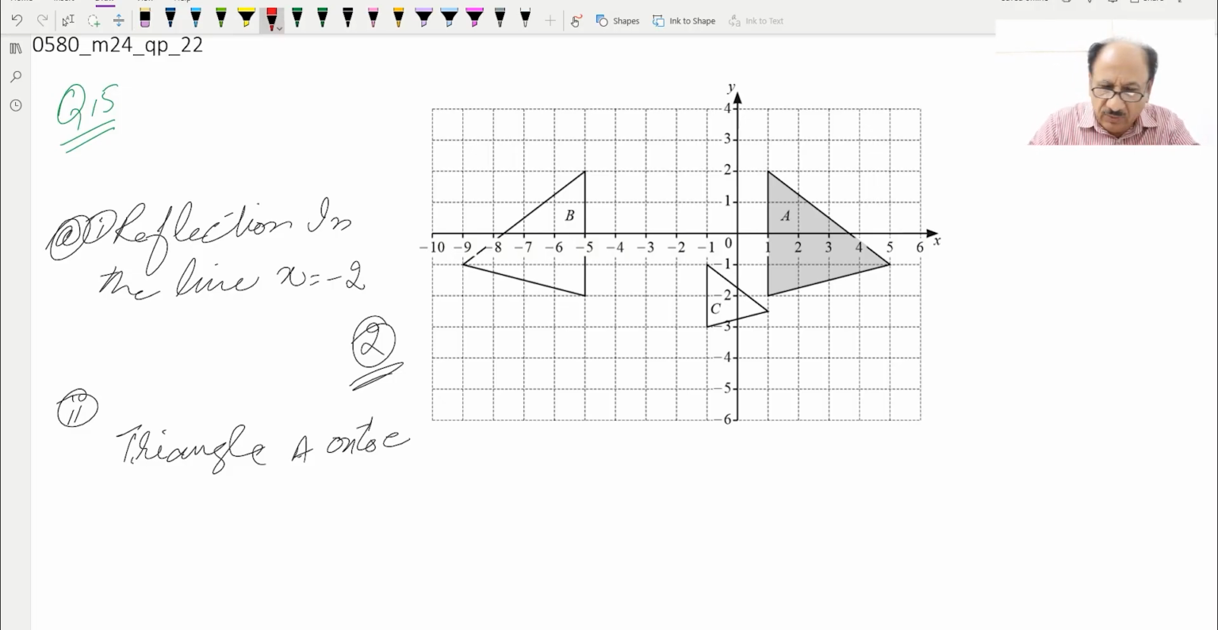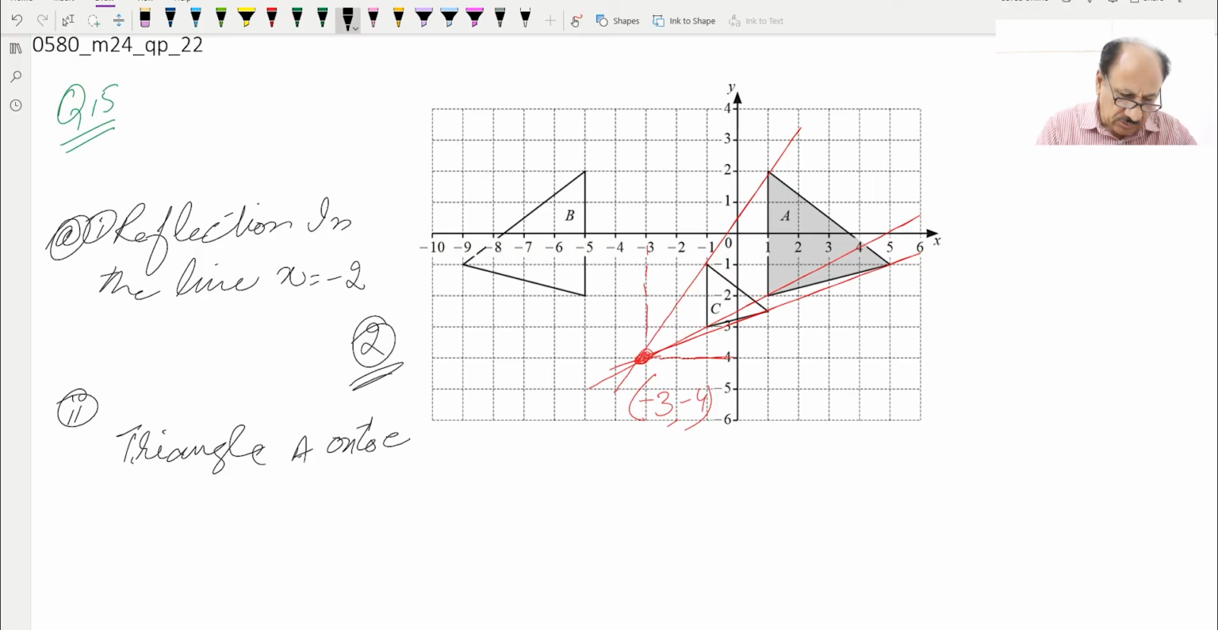So for enlargement, we can join the vertices, and if we join the vertices carefully, they are meeting at this point. If we join these points, from the middle, and from here also we can join the third line. So all the lines are meeting at this point, which is -4 for the y value and -3 for the x value. So the center of enlargement is -3 and -4.